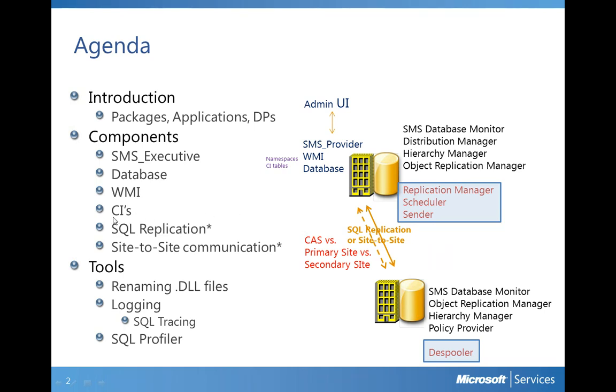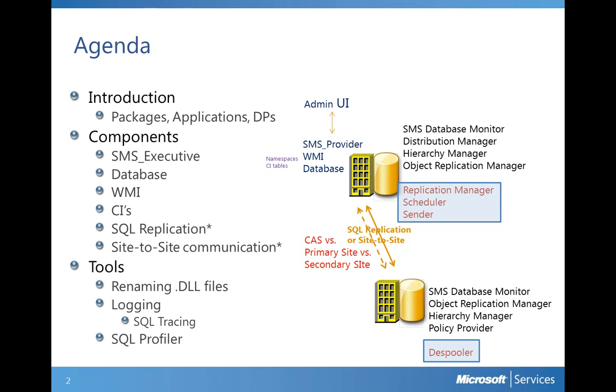Then there's a term that we haven't talked about yet called CI, and I want to spend a little bit of time talking about what a CI actually is. All right. So a CI stands for configuration item. Configuration item is a very important component for application deployment. CIs are a concept that were first introduced in Configuration Manager 2007, and they were introduced by a component known as DCM, Desired Configuration Management. There are other components, though, that make use of CIs, such as software updates.